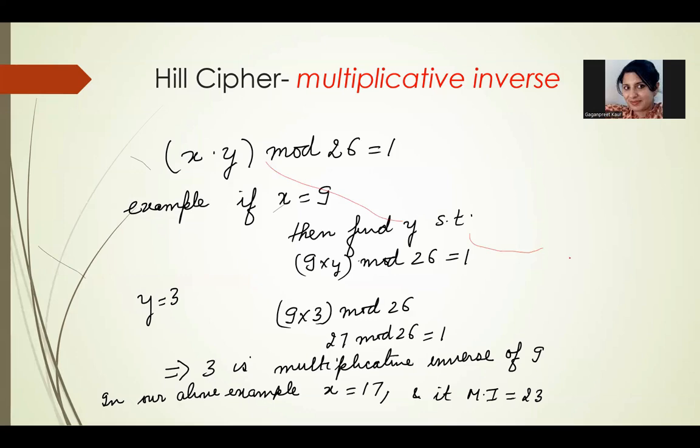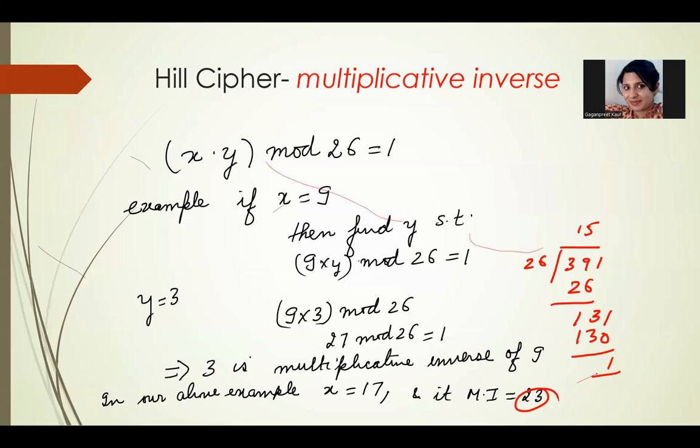We can just check it. So 391, when I divide by 26, 26 into 15 is 390, so the remainder is 1. So yes, satisfied. It means it is correct. The multiplicative inverse of 17 is 23. So this was a brief on how we find the multiplicative inverse.